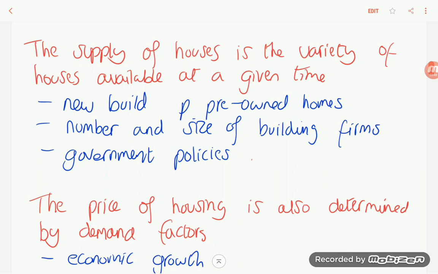Now, next part. The supply of houses is the variety of houses available at a given time. The supply of houses is made up of new build and pre-owned houses that are available for a range of prices. The supply of new build houses is partially dependent on the costs of building them, including labour, materials, land, legal and planning costs. The supply also depends on the number and size of building firms, and any government policies that encourage or discourage building new houses.